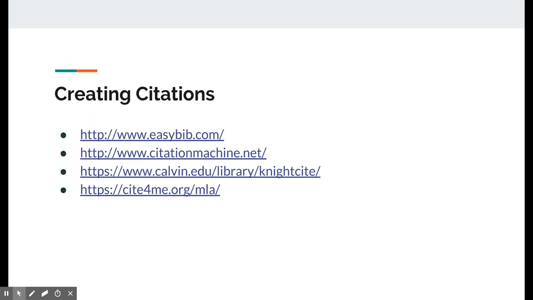So for creating citations, you can go to EasyBib, Citation Machine, NightCite, or Cite for Me, and there are other sites out there. There's also a place called Purdue OWL, the online writing lab. So OWL, think about Harry Potter if you want to think about that. If you go to Purdue OWL, it has a lot of helpful stuff, but these sites will help you create your citations using the MLA format, and they will help you do your parentheticals as well.